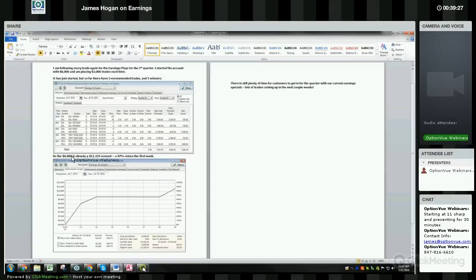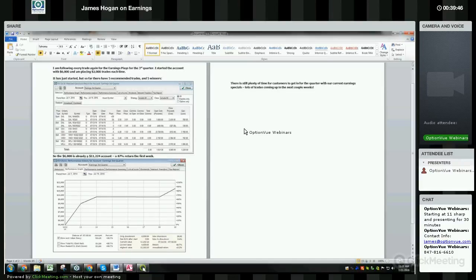So roughly, with the $6,000, he's turned it into 11,000. Close to 90% return in the first week. Here are the results here. Okay. So we're just getting started here. There's tons of trades still left to do. Like I said, the 80 some that he did the first quarter, he's only done 5 so far.